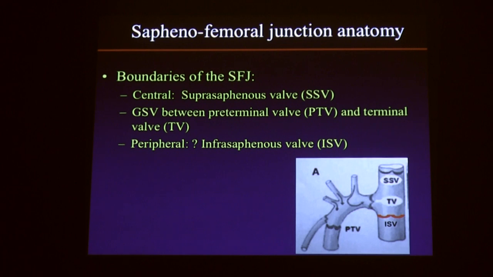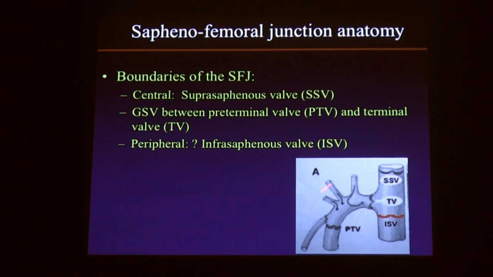We really work hard to keep what we're trying to close in the area that we want to close, in the superficial system, and stay out of the deep system. So this is called the saphenofemoral junction. The femoral junction is a deep vein. The saphenous vein, great saphenous vein, is your superficial vein.